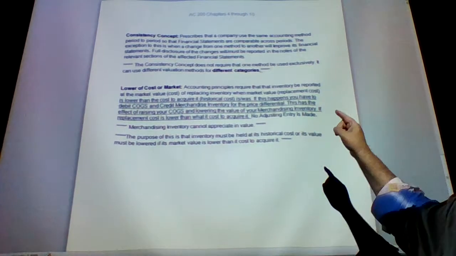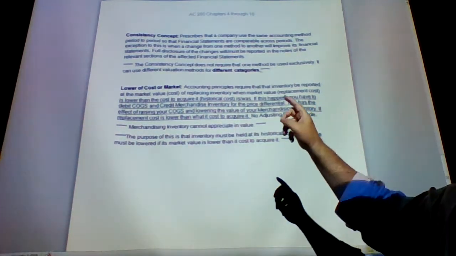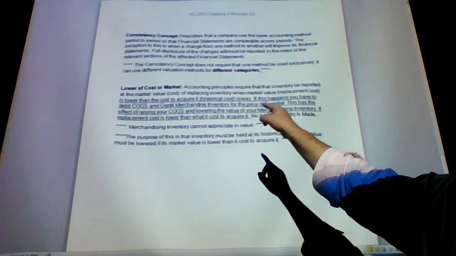Accounting principles require that inventory be reported at the market value, the cost of replacing inventory, when market value is lower than the cost to acquire it, which is also known as the historical cost. We always keep everything at historical cost.